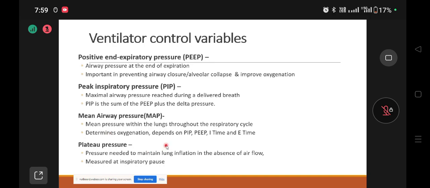An important concept to know is plateau pressures. Now, what are plateau pressures? Plateau pressures are pressures which are needed to maintain lung inflation when there is no airflow. And this is actually the pressure which is being applied by the ventilator at the alveolar level. This is what we want to know, because most of the pressures, like the PEEP, are applied to the airways, and we are not very clear what the exact pressure being applied at the alveolar level is. So the plateau pressure is one pressure which is applied at the alveolar level, and it is measured at the end of inspiratory pause.